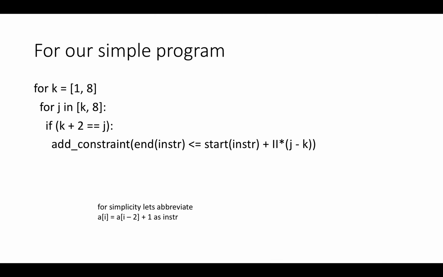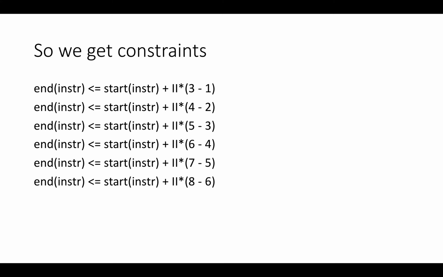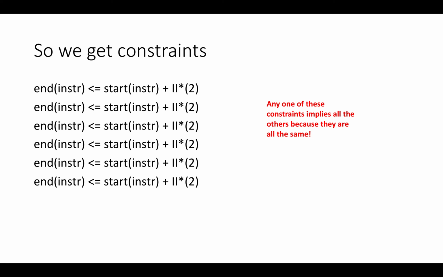Now, if you run this program mentally, what you'll see is that there's a couple of constraints. We're going to add constraints when k is 1 and j is 3, when k is 2 and j is 4, when k is 3 and j is 5, when k is 4 and j is 6, when k is 5 and j is 7, when k is 6 and j is 8, and then that'll be it. Let's look at the constraints we add. Here are the constraints we're going to get, and when we simplify them, they're actually all the same, right? The end of the instruction is going to be less than or equal to the start of the instruction plus 2 times the initiation interval.